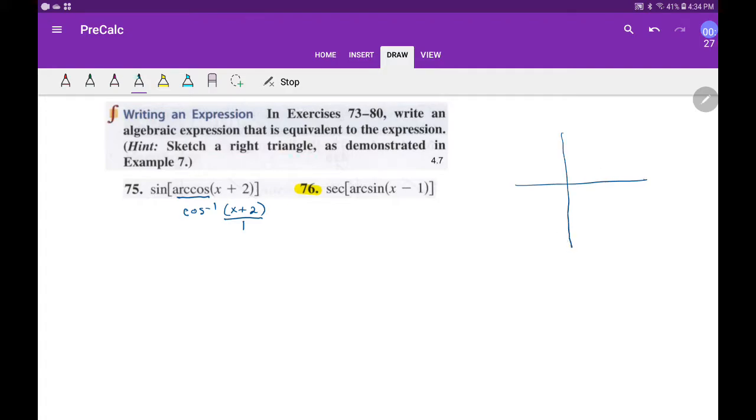So let's go ahead and draw it in the first quadrant. We don't know how big it is, so we'll say there's this angle, and x plus 2 is the adjacent to this angle. I guess we'll just call it u, the angle u. X plus 2 is adjacent, and the hypotenuse is 1. Okay, and I'm supposed to find the sine, so I know I'm going to need this side.